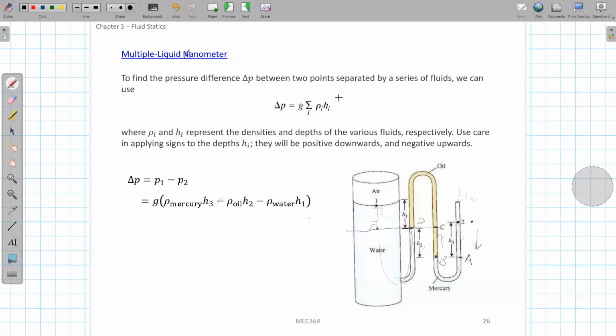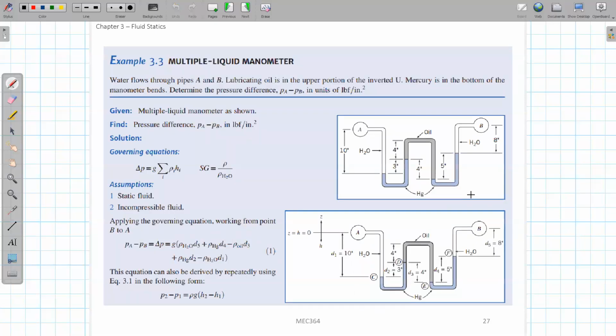So by doing it this way, basically we can neglect the calculation of the pressure on this part. So we have an example problem to use this correlation. Okay, so please read this example problem.